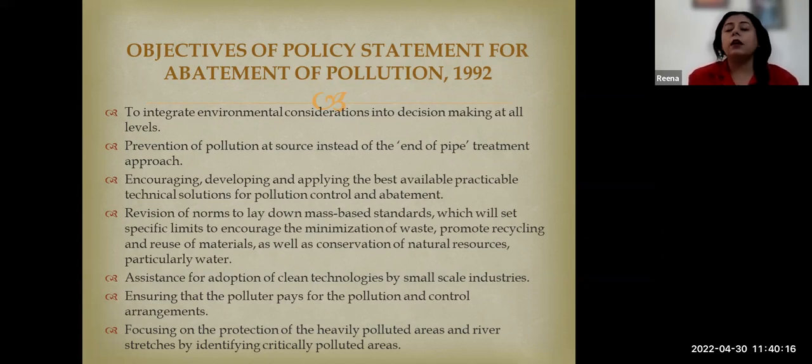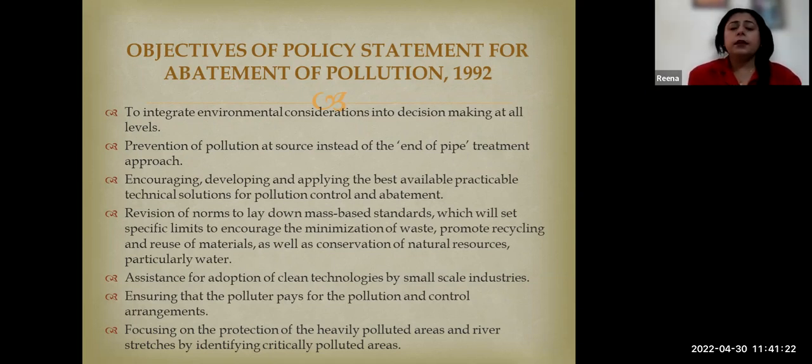Then revision of norms. Earlier the norms were subjective, that there should not be much pollution. So that much pollution should be measurable, and how can it be measured? It has to be through mass based standards. Okay, so you have to give mass based standards that for every kilogram of my production, for every kilogram production of my pesticide, I will release only this milligram per liter of chemical in water, or for this much production, I will release only this microgram per meter cube of air pollution. So that has to be ensured through mass based standards, and that can be understood only by an environment professional. Okay, so specific limits to encourage minimization of waste have to be there. Then we have to promote recycling and reuse of materials.